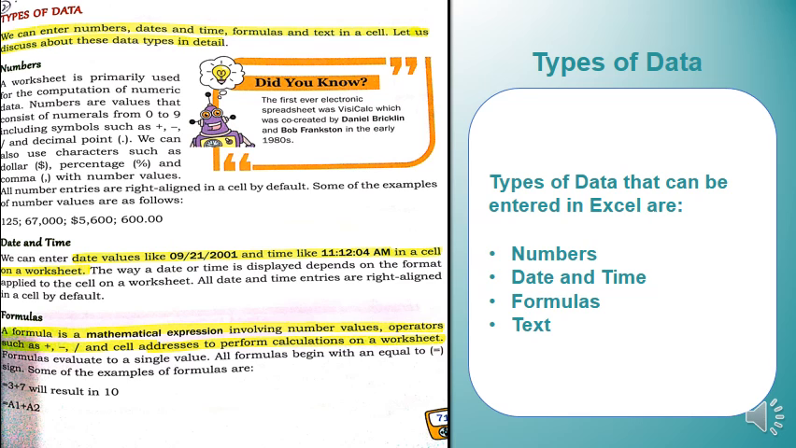Next one is date and time. We can enter date values like this and time like this in a cell on a worksheet. The way a date or time is displayed depends on the format applied to the cell on a worksheet. All date and time entries are right aligned in a cell by default. So if you have to add date and time data in your worksheet, then you have to use this format of date and time, then it will appear like this, the format you have applied, and all the entries of date and time will appear right aligned.